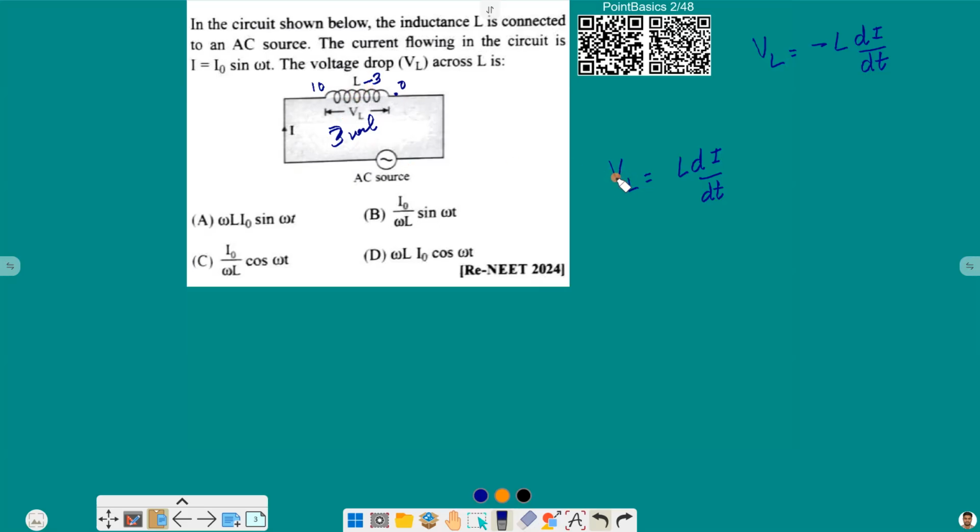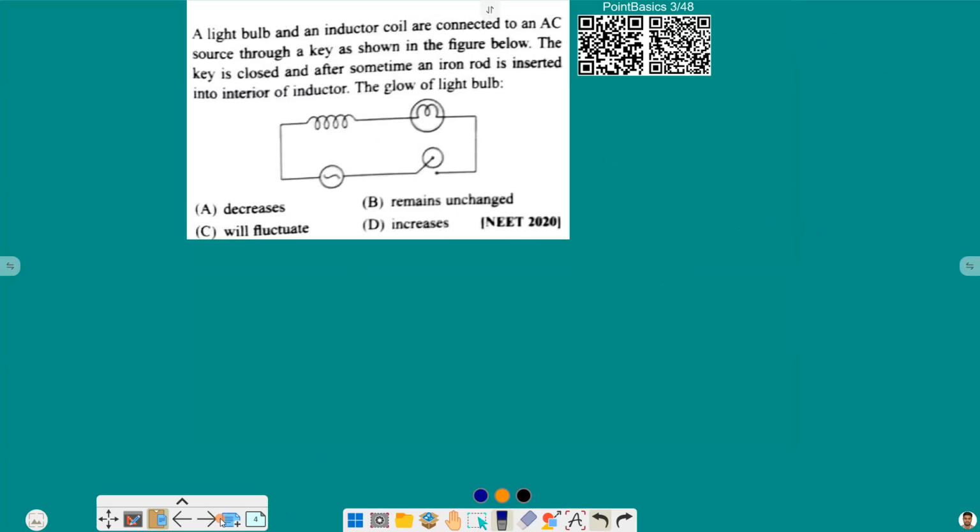So we will take VL is equal to L di by dt. So we know the expression for I, so it will be I node derivative of sine omega t, that will be cos omega t into omega t's derivative, that is omega. So L I node omega cos of omega t. So here it is, omega L into I node into cos of omega t. That is option D for us. Let's move to the next one.